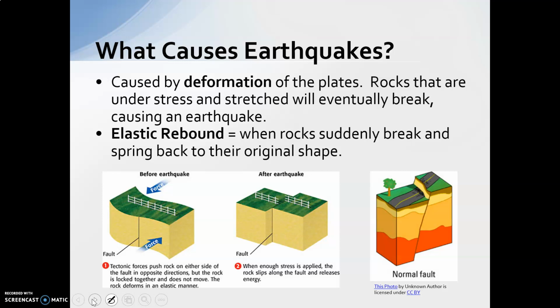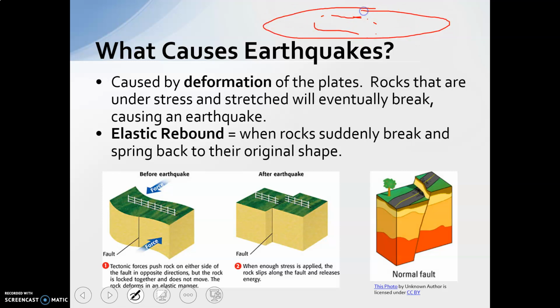Imagine if you had a rubber band and you were stretching it out from its original little shape. Eventually, that rubber band's going to do two things. It's either going to give back and go to its original shape, or it's going to break. So elastic rebound is a lot like that rubber band. It's when a rock suddenly breaks and springs back to the original shape.